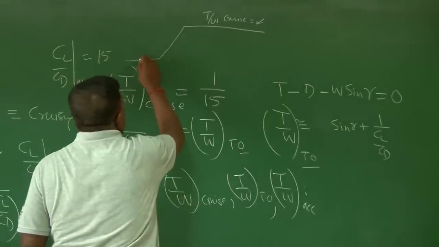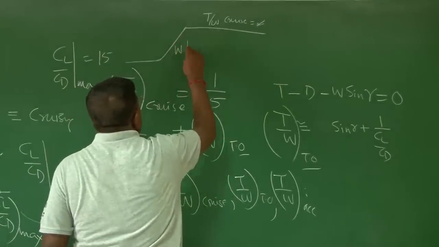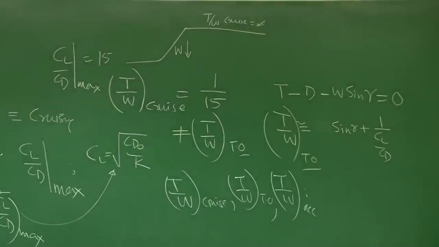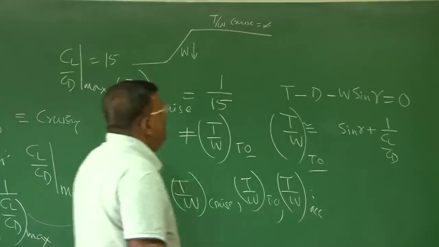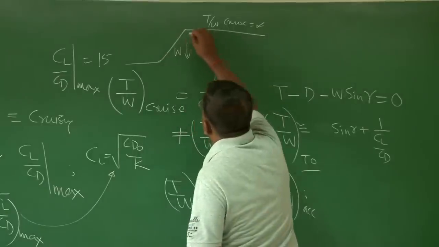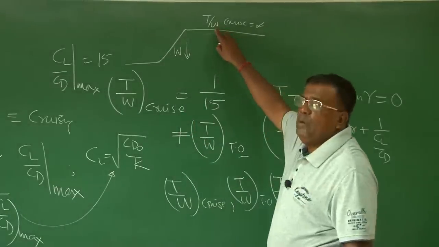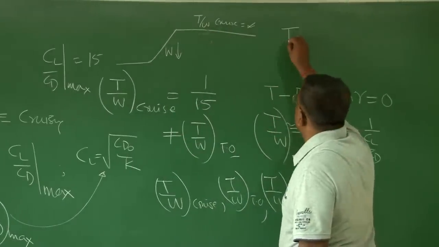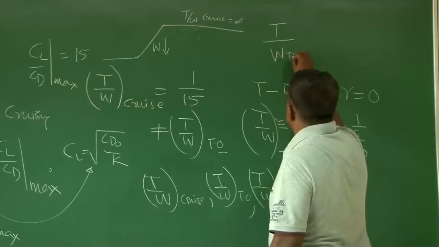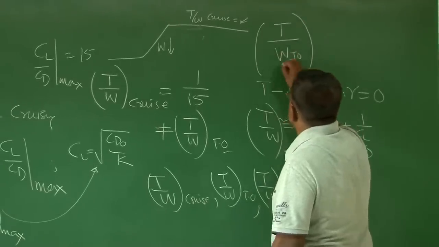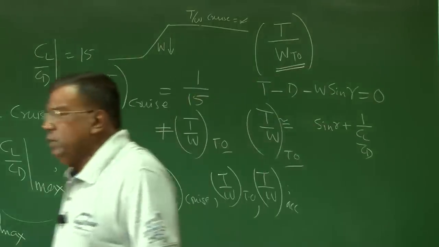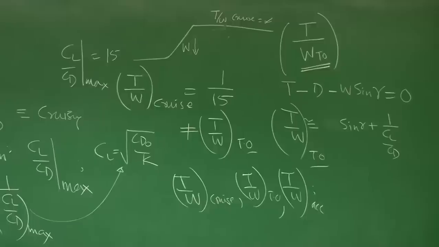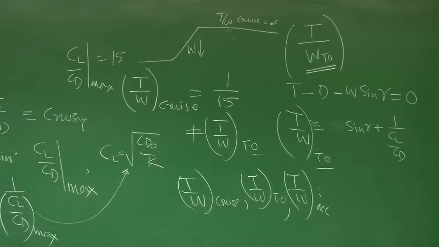What is happening? As it is going from here to here, the weight is going on reducing because fuel is being consumed. So a better approach is, if we know how much fuel is consumed, then modify this weight here, that is, I have to increase this weight, and we talk in terms of T by W takeoff. This is important. Every such ratio with weight will be converted back into W takeoff. That should be kept in your mind.